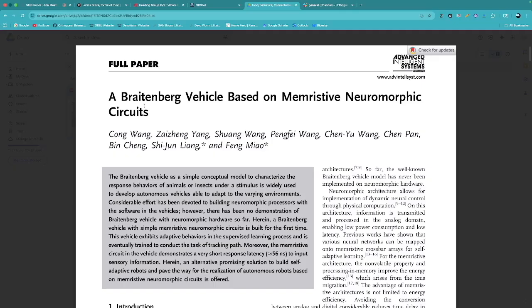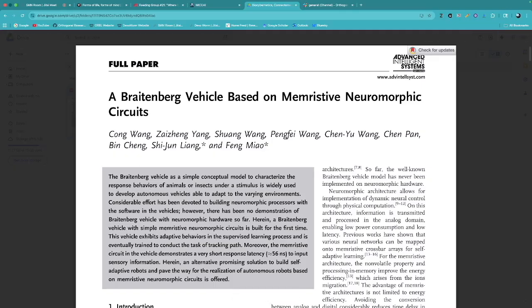In this case, what they're trying to do is develop this memristor that can do basically the same thing, that is, respond to stimuli adaptively, generate behaviors, and provide this mapping from sensor to effector. So let's start with the abstract.